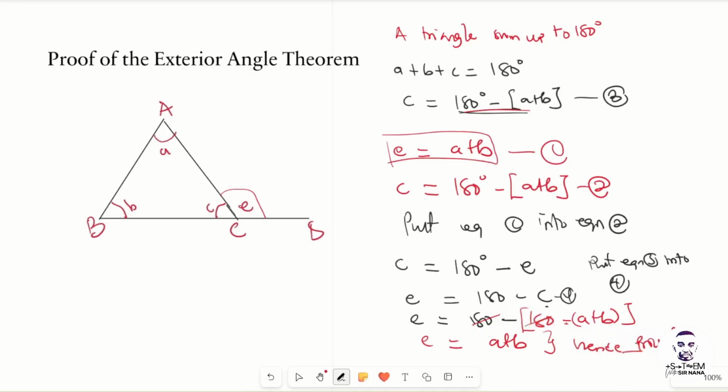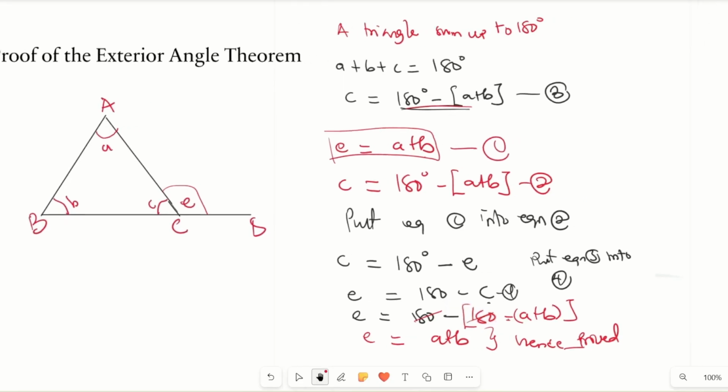So we've been able to prove it, right? So by algebra, we've been able to go through the process. We've added the three interior angles, equated them to 180. We've gone through the process to be able to prove that indeed, the exterior angle is equal to the sum of the opposite interior angles.